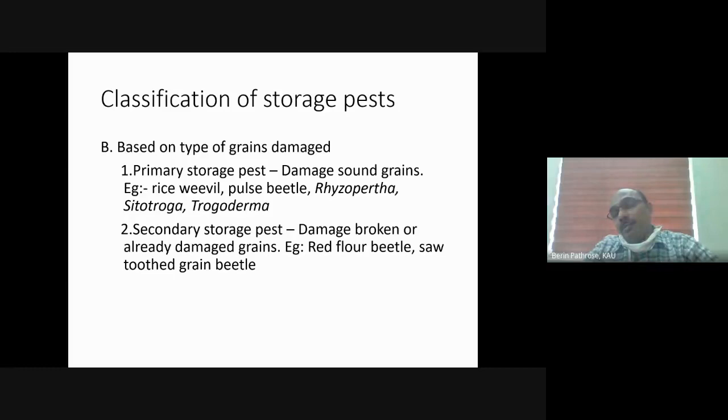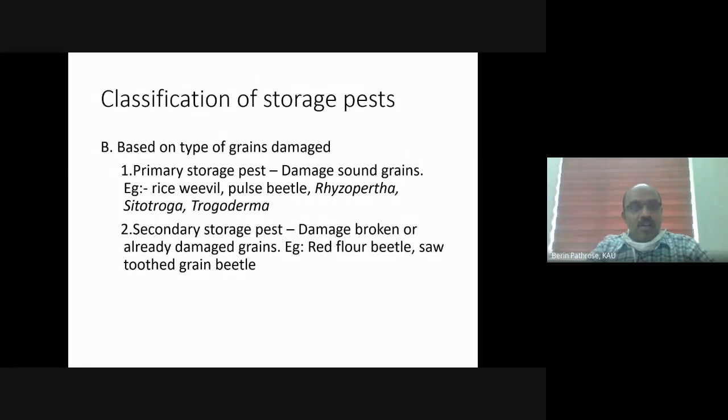So this primary storage pest starts damaging the grains. Once the grains are already damaged, then comes the secondary storage pest, which can attack only those grains which are already damaged. So then comes red flour beetle or sawtooth grain beetle, which are secondary storage pests. So primary storage pests are the ones which usually attack the grains first, and secondary storage pests follow primary storage pests. So the literal meaning is the same as that of primary storage pest and secondary storage pest.